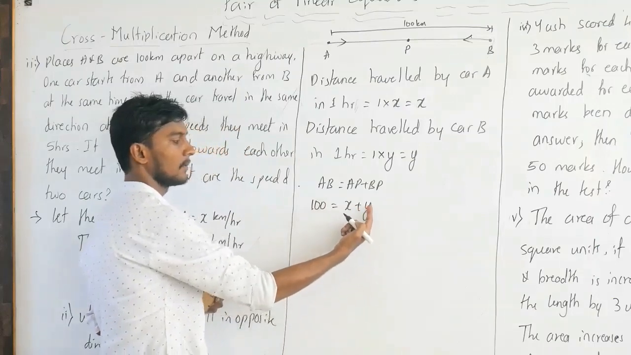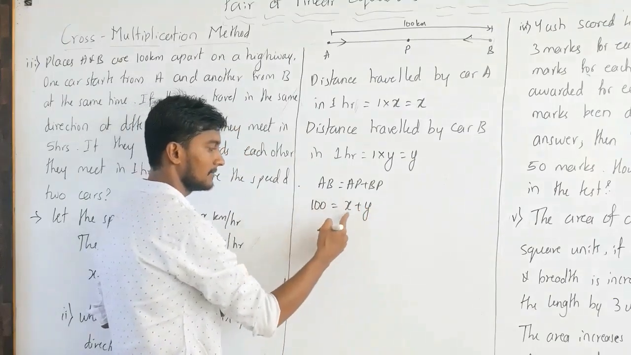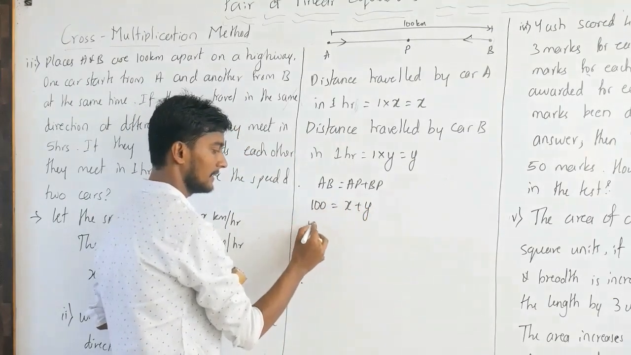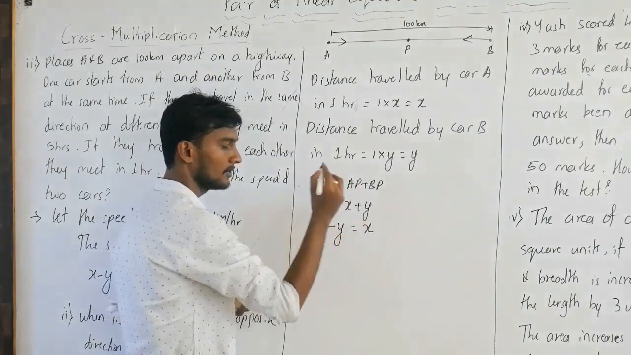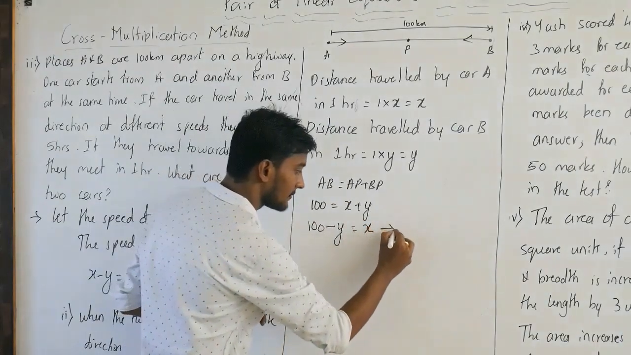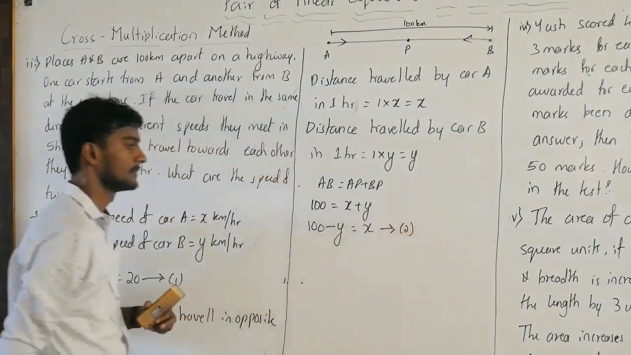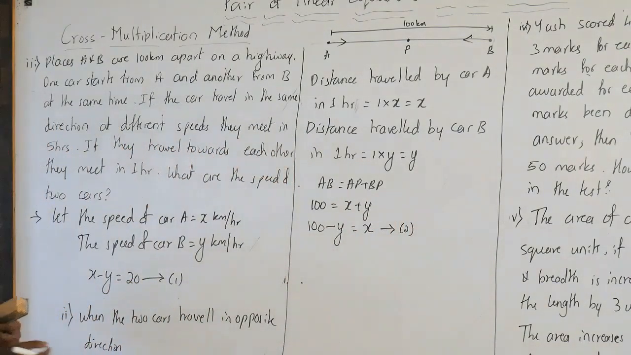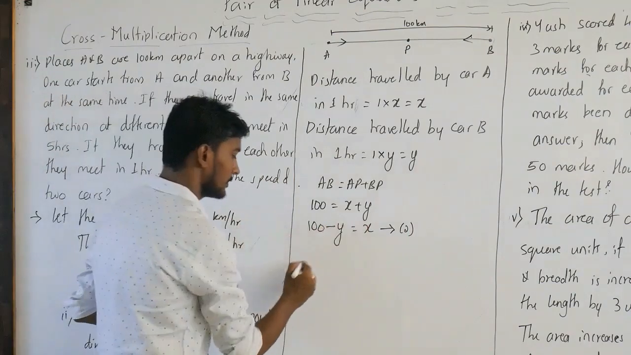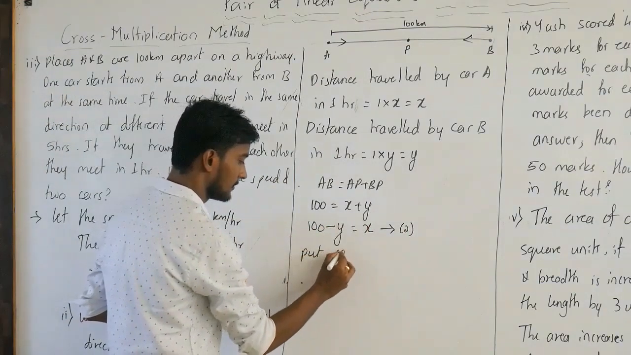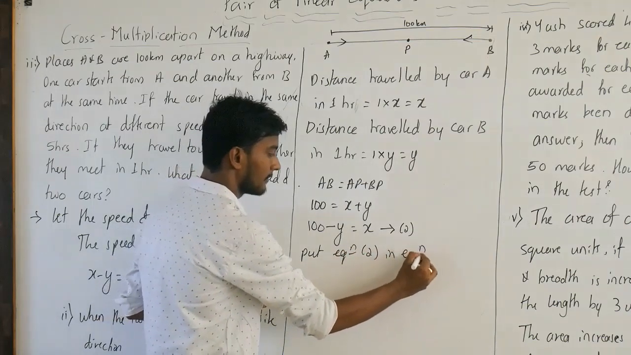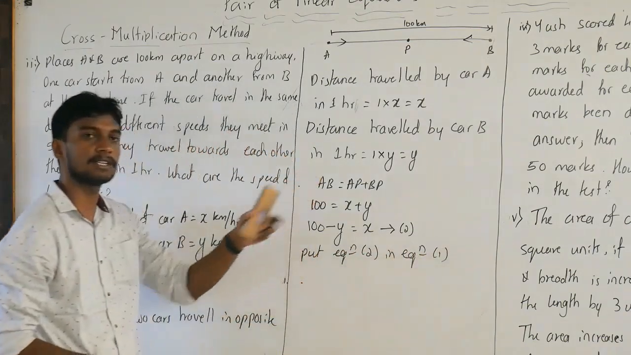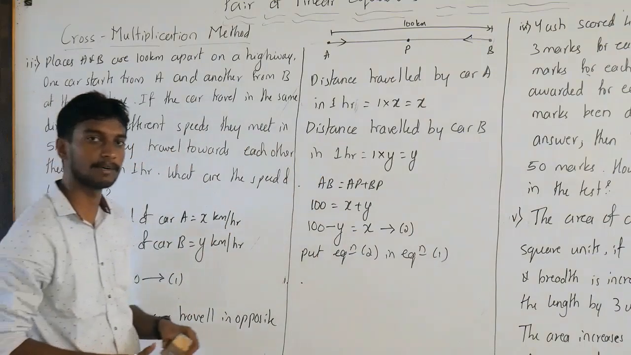Here, keep x, y this side: 100, and if you bring y this side, minus y is equal to x. Take it as equation number 2. Next, what you have to do? Put equation 2 in equation 1. This equation 2 you have to substitute in equation number 1.